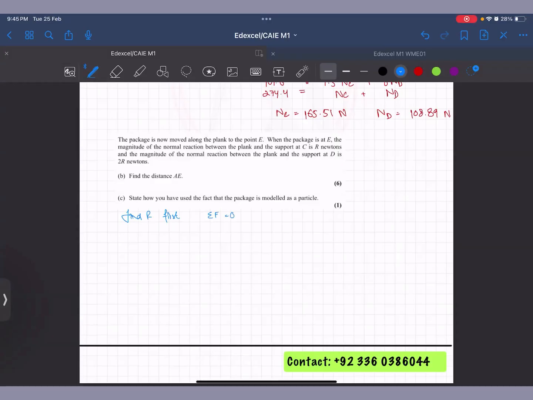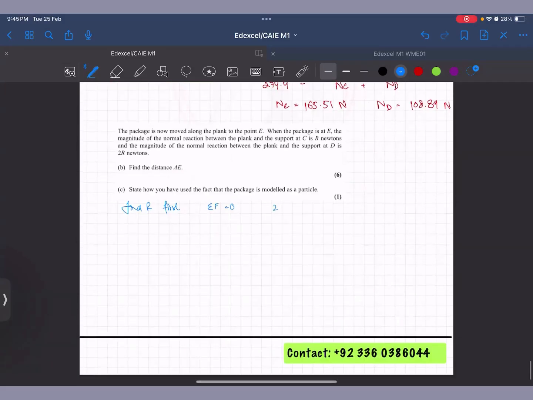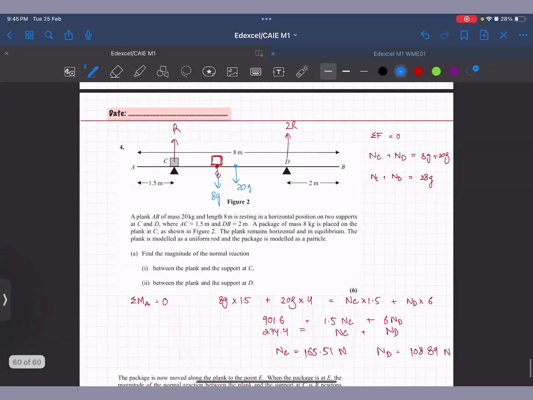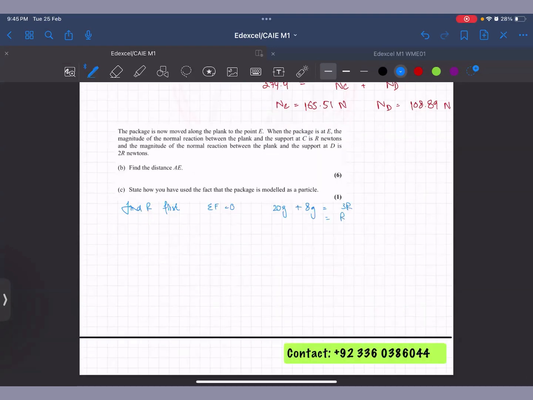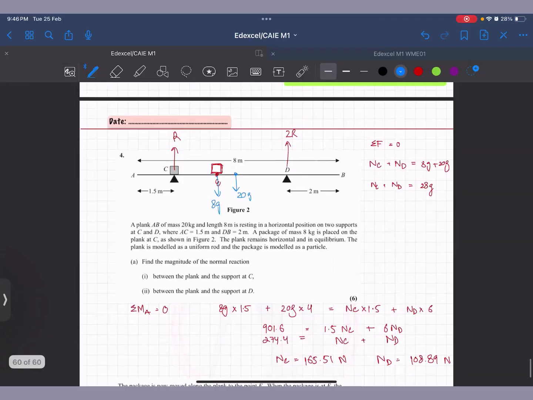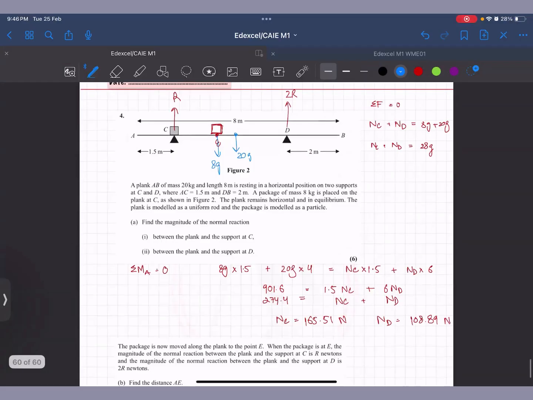We have the weight of the plank, which is 20g in exactly the middle, and this is 8g. So 20g and 8g is equal to the two reaction forces, R and 2R. So 3R equals 28g, and R comes out to be 28g upon 3. Right, this is the value of R. And now we need the distance AE. So what can we do?